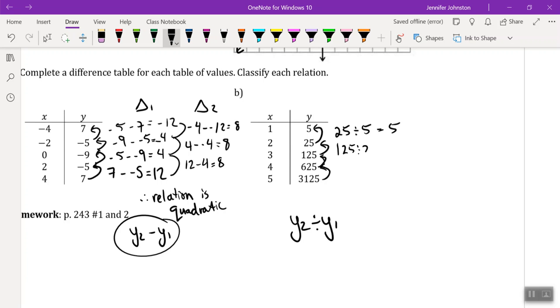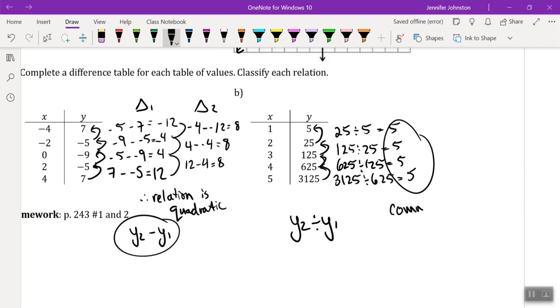Just always know it's the second one divided by the first one, or minus, right? 125 divided by 25, we get 5. 625 divided by 125, we get 5 as well. And 3,125 divided by 625, we get 5. It's a common ratio. So therefore, the relation is exponential.